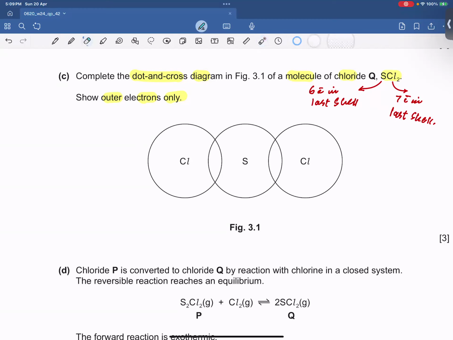Sulfur, 6 electrons: 1, 2, 3, 4, 5, 6. Now chlorine has 7 valence electrons: 1, 2, 3, 4, 5, 6, 7. And the other chlorine: 1, 2, 3, 4, 5, 6, and 7.